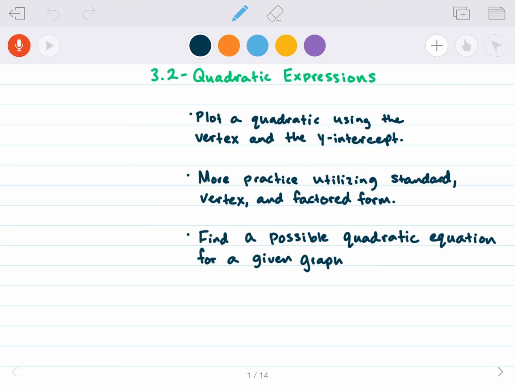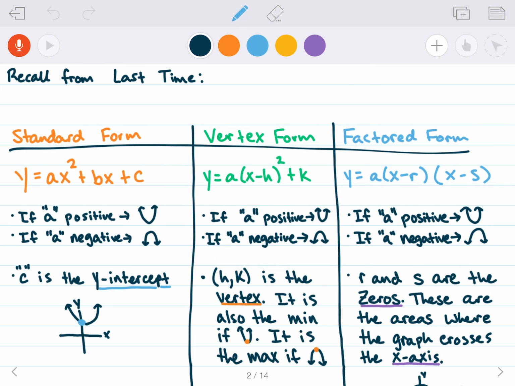Hey guys, in this video we're going to talk about Chapter 3, Section 2, Quadratic Expressions. So let's do a little recap from last time. We talked about three different sorts of form for quadratic functions.